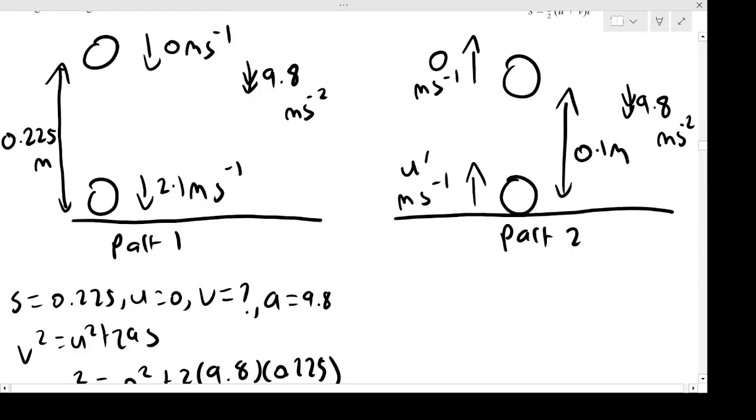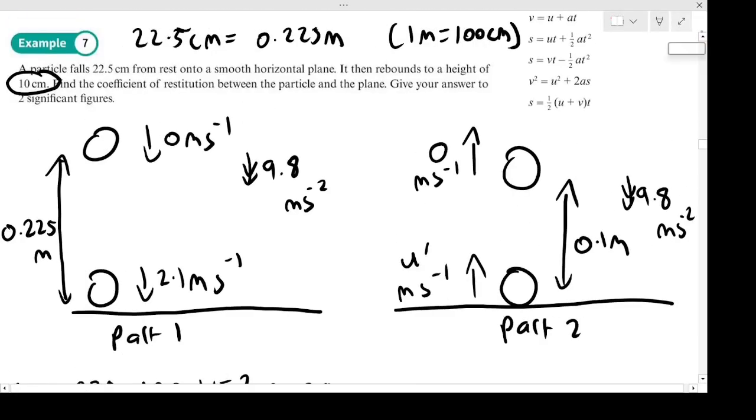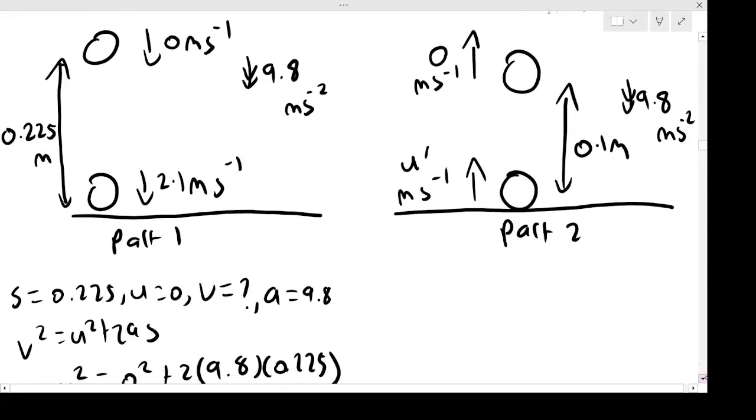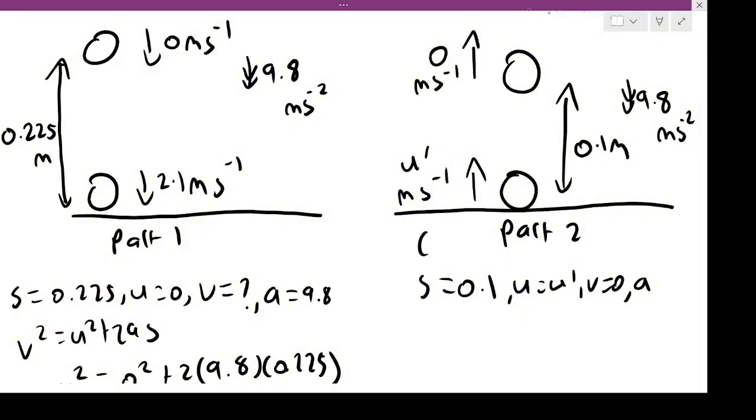Okay. So now, of course, I can work out U dash by considering... actually, no, I don't know what the restitution is. It wants me to work out the coefficient of restitution, so I can't use that. So if I label my information, S here is going to be the height 0.1. U is going to be U dash. V is 0, and A. Now again, we're going upwards here, so it's going to be negative 9.8 because the acceleration is downwards.